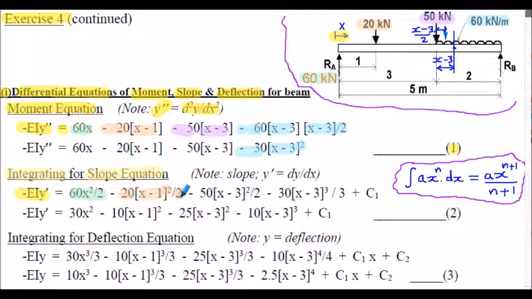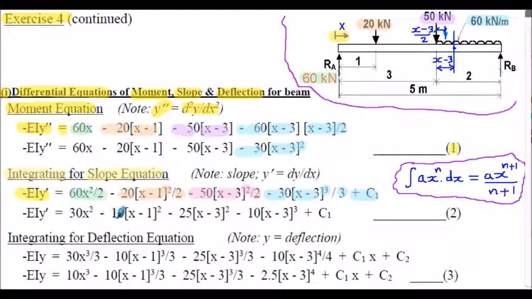Don't forget we're integrating the step functions here, so the step function itself, the square bracket, is considered to be the x term in our integration process. Integrating the third term, that becomes negative 50x minus 3 squared divided by 2. And integrating the fourth term associated with the UDL, that now becomes negative 30x minus 3 all cubed divided by 3. And here's my constant of integration I'm adding at the end.